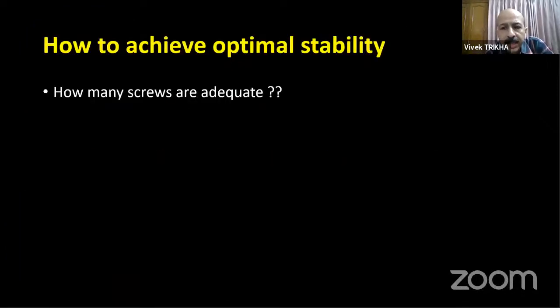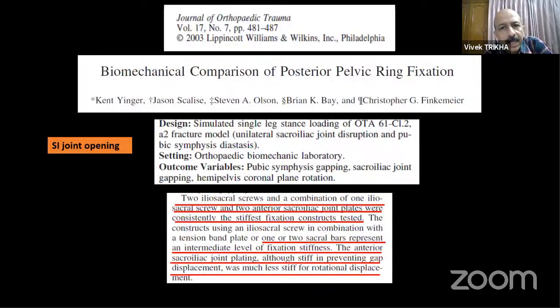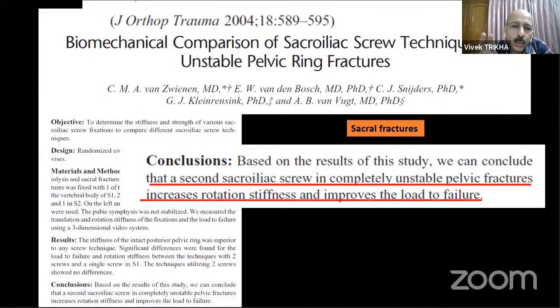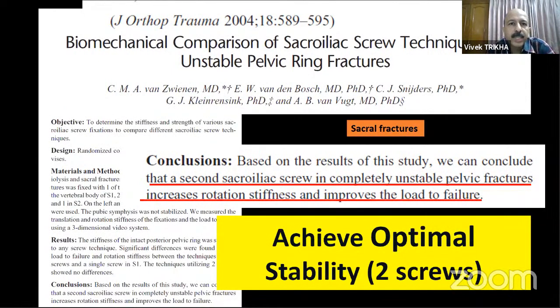How to achieve optimal stability and how many screws are adequate? There are papers both for SI joint dislocations as well as for sacral fractures which have shown that two sacroiliac screws are a must in unstable pelvic injuries, where you are doing it for a proper indication of disimpacted and displaced sacral fractures or widely displaced SI joint dislocations. One screw is adequate only for an undisplaced fracture, LC1 or LC2, mild LC1, I would say, just an undisplaced sacral fracture where your one screw is just holding that and reducing the pain. But two screws are a must if you are doing it for an unstable pelvic injury, and that you can put either in S1 or in S1 and S2 as the choice may be.